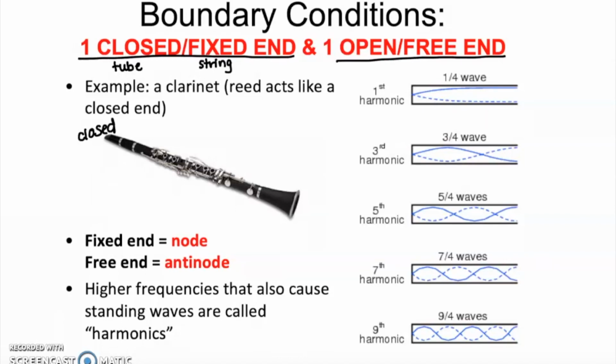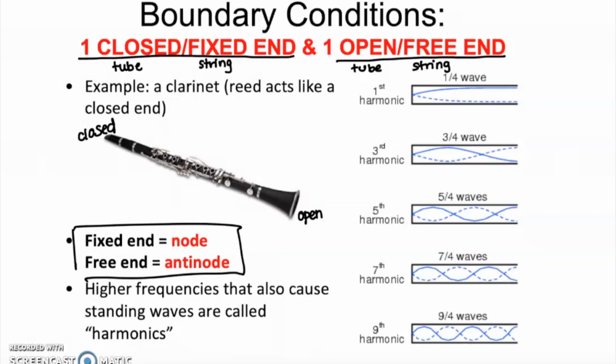And I'm grouping together the open end of a tube with the free end of a string. That would be like this side of the clarinet that's nice and open. So a clarinet is a great example of this boundary condition, where it's closed on one side and open on the other side. Just like before, when you have a fixed end, you get a node. When you have a free end, you get an antinode.